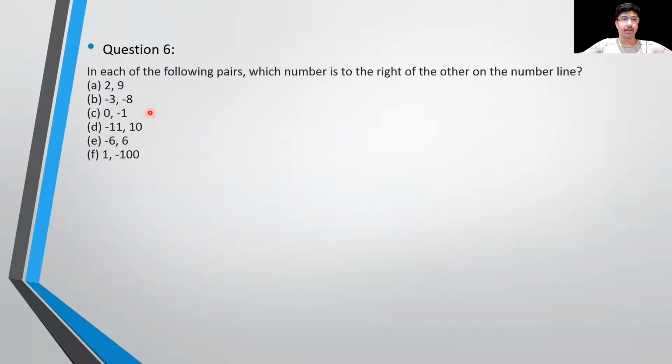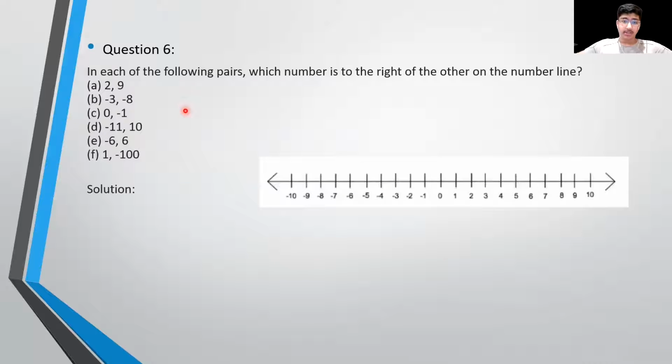All right. Question number 6. In each of the following pairs, which number is to the right of the other on the number line? So A, 2, 9. So here's a number line. So we have 2 over here and 9 over here. So from 2's perspective, 9 is to the right of 2, and from 9's perspective, 2 is to the left of 9. So over here they've asked to mark which number is to the right of the other. So 9 is to the right of 2.